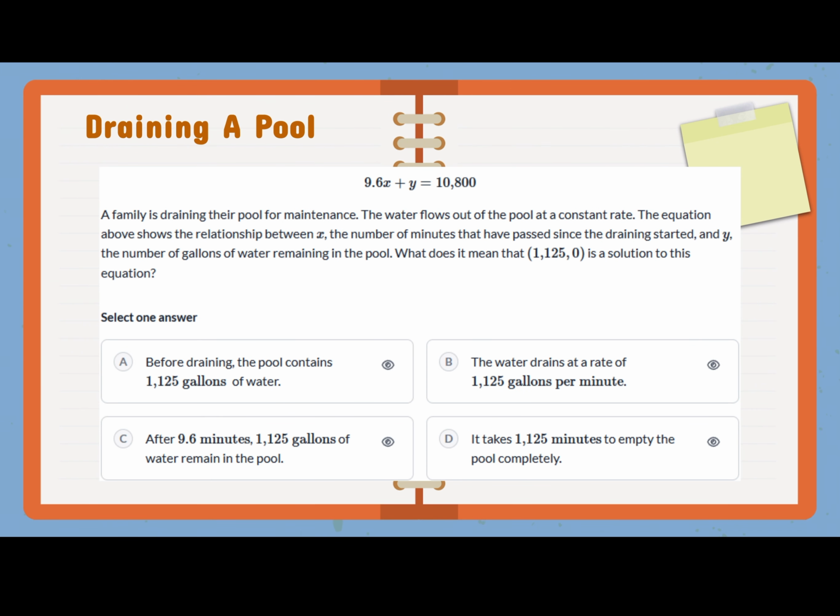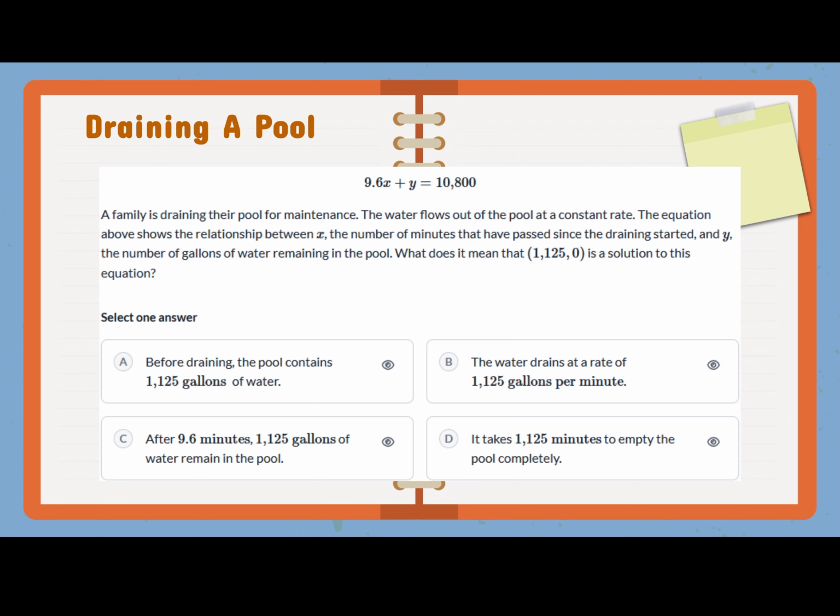Okay, draining a pool. This one's more conceptual. So a family is draining their pool for maintenance. The water flows out of the pool at a constant rate. The equation above shows the relationship between X, the number of minutes that have passed, and Y, the number of gallons of water remaining in the pool. What does X equals 1,125 and Y equals 0 mean as a solution to this equation?